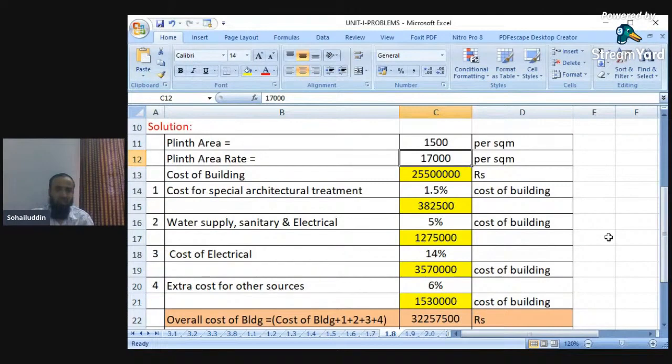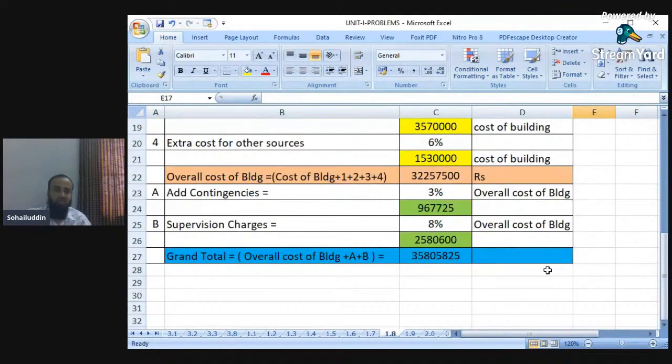Simple multiplication is there. Cost of building, it comes to about this, and cost of special architectural treatment has been taken as 1.5% of the cost of building, whereas water supply, sanitary and electrification has been taken as 5% again of the cost of building. Cost of electrification is again taken as 14% of the cost of building, and again the extra cost of other sources, which is mentioned in the last head, will come under the cost of building. So it is nothing but 6% of the cost of building. These are simple calculations, which I've already shown in previous slides or in previous problems.